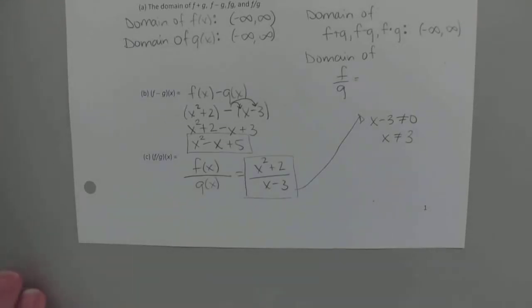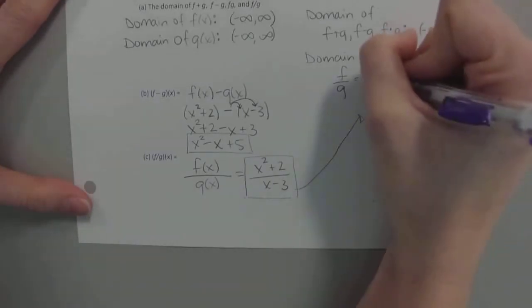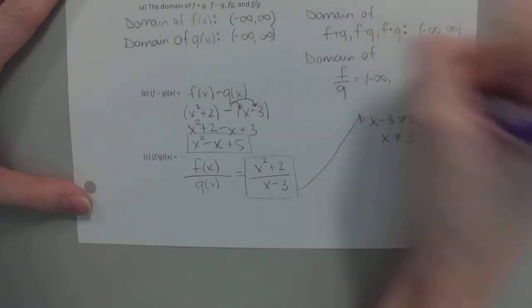That's what's hard. Usually we find those values that don't work, and you want to say that's your domain. No, domain is what can work. So we have to say all numbers but the number 3.